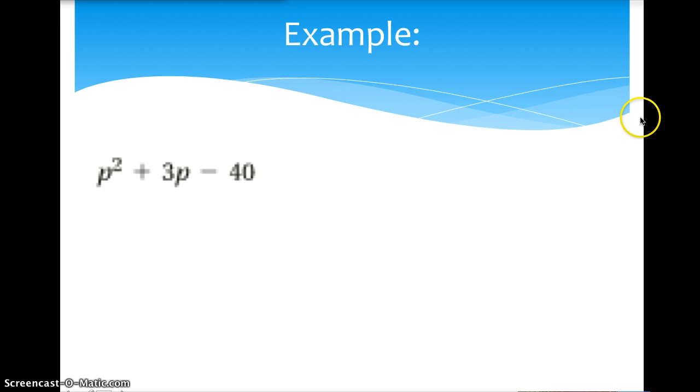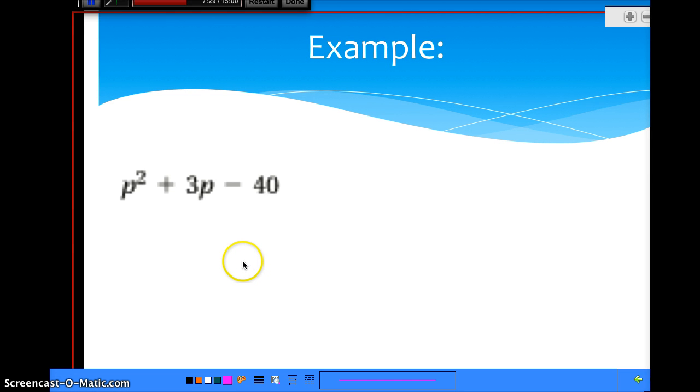All right, let's go ahead and try this one. Try putting me on pause, guys. Do it yourself and then resume. All right, the leading coefficient's 1. That's awesome. There is no GCF, so open up your double set of parentheses. What times what is the first term? P times P. Go to the last term. It's a negative. So what times what is a negative? Same signs or different signs? Different signs. A positive times a negative will get me to a negative. So we need one of each sign. Does it matter where I put them? No, not at this point. List all the factors of 40.